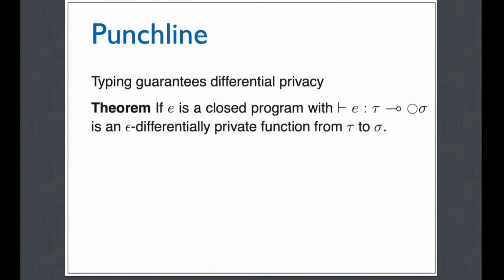So lollipop, circle, sigma. Can you explain that? Yeah, so sigma is some type that I'm not specifying here. Circle sigma is probability distributions over sigma. And tau lollipop circle sigma is one-sensitive functions that take a tau as an argument and return a distribution over sigmas as a result. And here the metric on distributions is this sort of multiplicative log scale thing. Yeah, so it's going to be a multiplicative log scale metric on distributions.